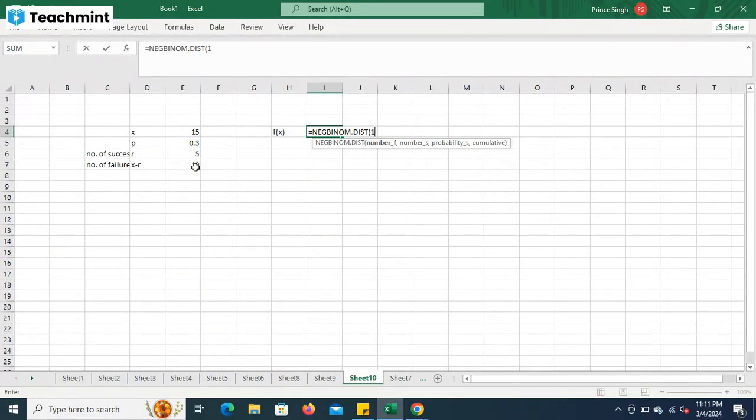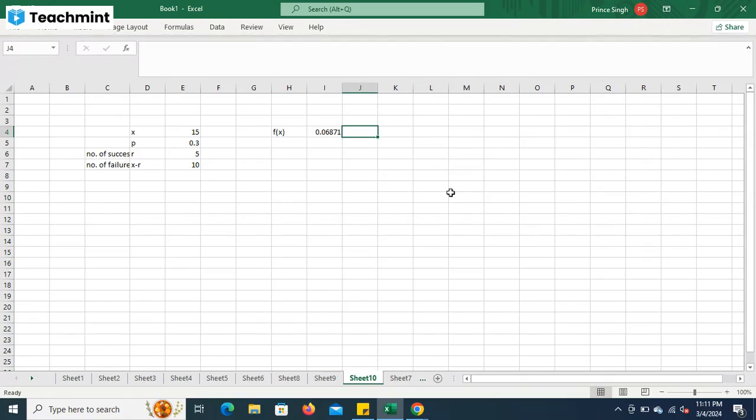So here I'm going to type the number of failures as 10. The number of successes is 5. The probability of success is 0.3. And again, if we want to find the probability mass function, then I use the command FALSE. If I need to calculate the cumulative distribution function, then we need to use the command TRUE. But here I need the probability mass function, so I'm using FALSE. So this is the required probability here, right?